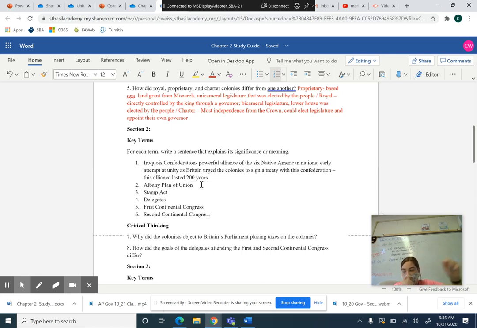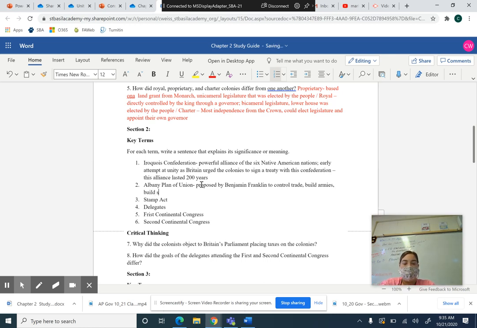Albany Plan of Union, guys, what do we have? Anybody? Go ahead, Simone. Proposed by Benjamin Franklin. Ooh. Control trade, defense, and build settlement. Excellent. So, control trade, build what? Build settlement. Yep. And then build settlement as well.